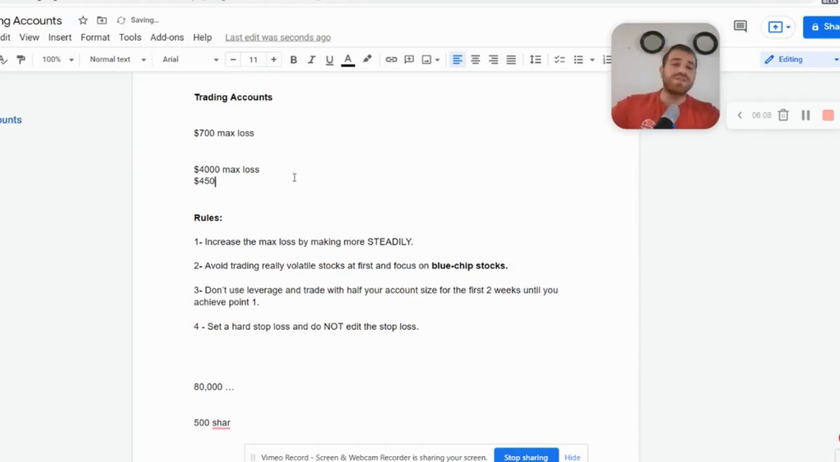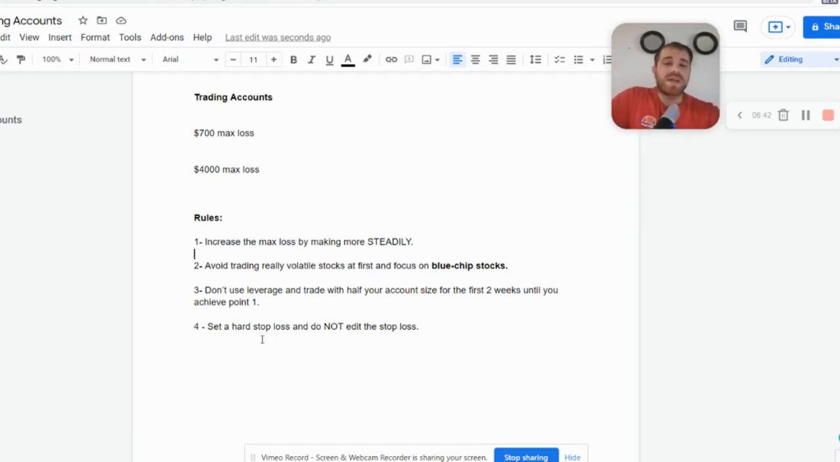And we continuously do that for a period of 2 to 3 weeks to grow the account slowly, so we can increase our account size, allowing us to have a bigger max loss. Okay, so don't use leverage and trade with half your account size for the first 2 weeks until you achieve point one, which is to increase the max loss by making more steadily. That's if you have limited risk of how much you can lose on the overall account of yours, whether it's personal or a prop account, funded account, etc.